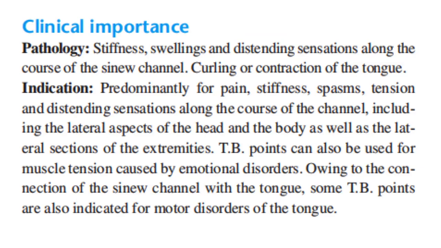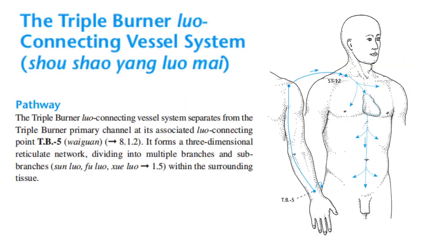TB points can also be used for muscle tension caused by emotional disorders. Owing to the connection of the sinew channel with the tongue, some TB points are also indicated for motor disorders of the tongue. Now let's discuss the pathway for the triple burner Luo-Connecting vessel system.